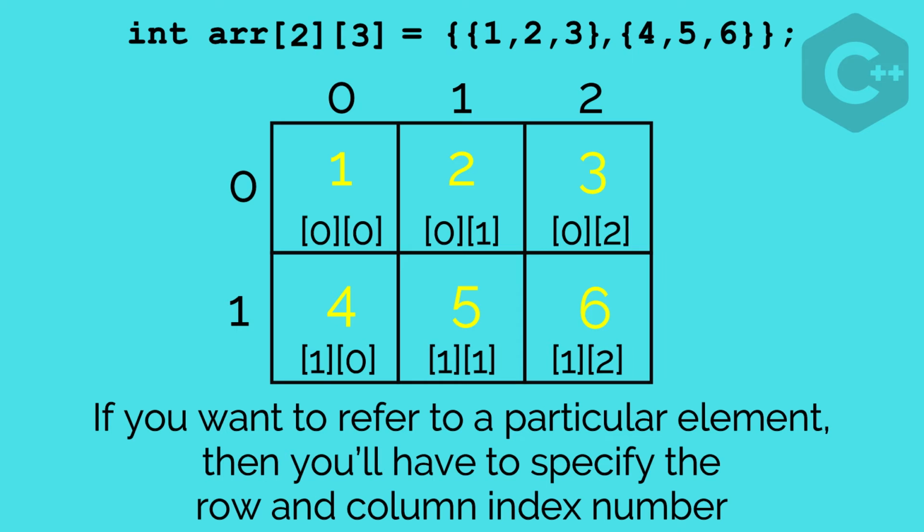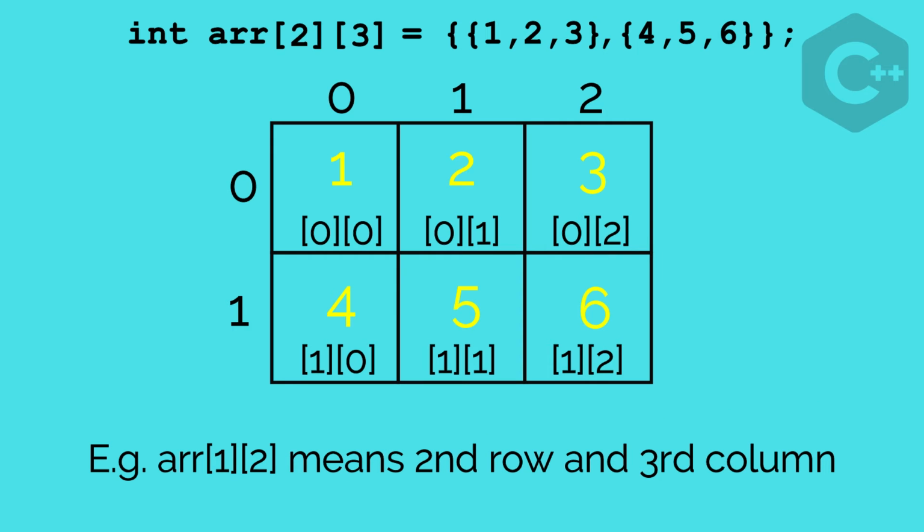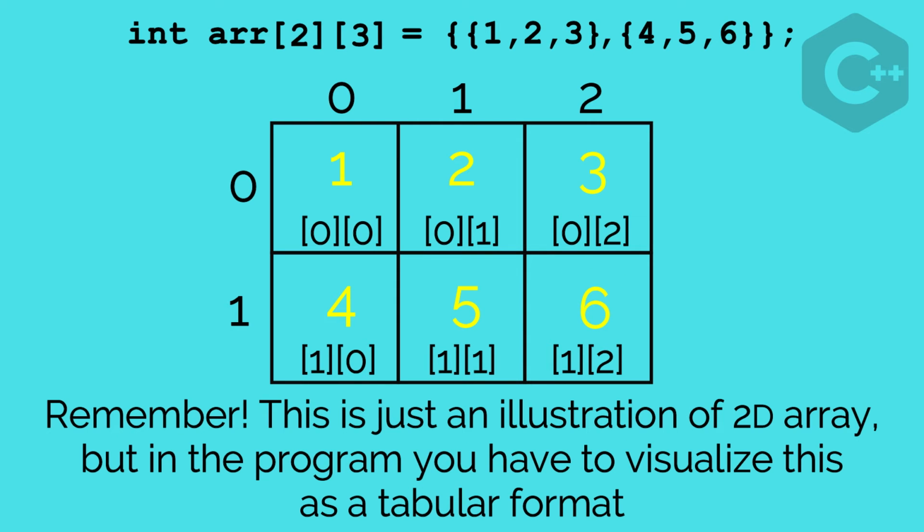If you want to refer to a particular element, then you will have to specify the row and the column index number. If you say ARR of 1, 2, it means second row and the third column, that is this element. Remember, this is just an illustration of 2D array, but in the program, you have to visualize this as a tabular format, but you do not see the table anywhere in the output.